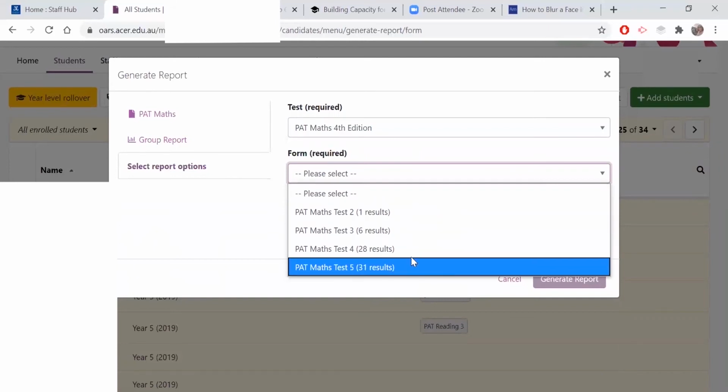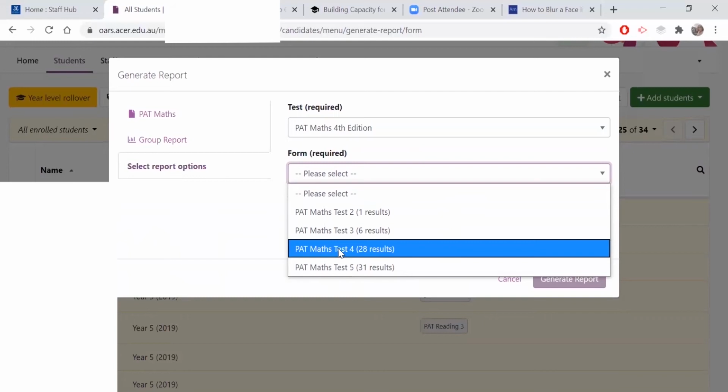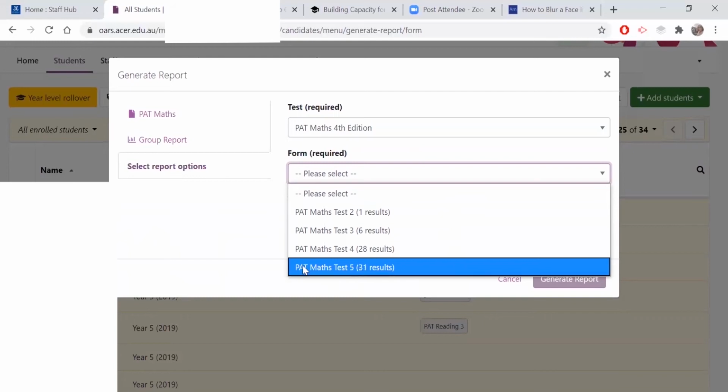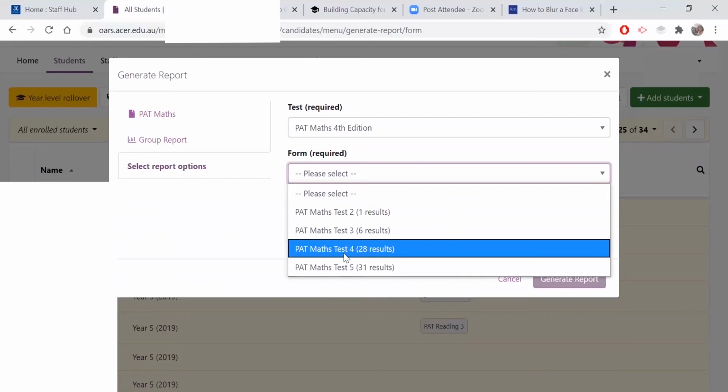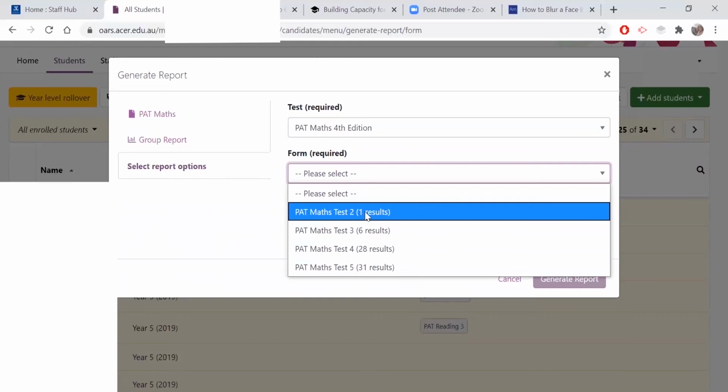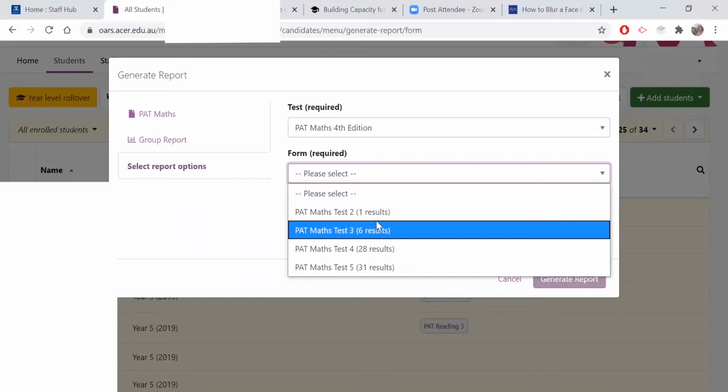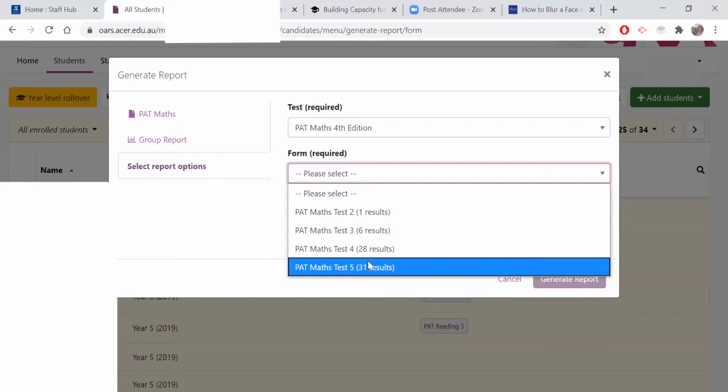notice that they did different tests. 31 did test 5, 28 did test 4. Now I've got 34 students, so I'm assuming that this lot did it last year, and then they did test 4 the year before. Because there's so few results here, I would suggest that these are the students that have really struggled and they've been given lower tests. Now we can look at those and we can compare them to these ones. But I'm going to look at test 5.